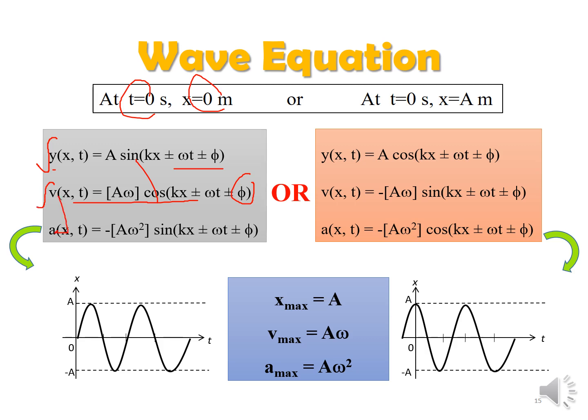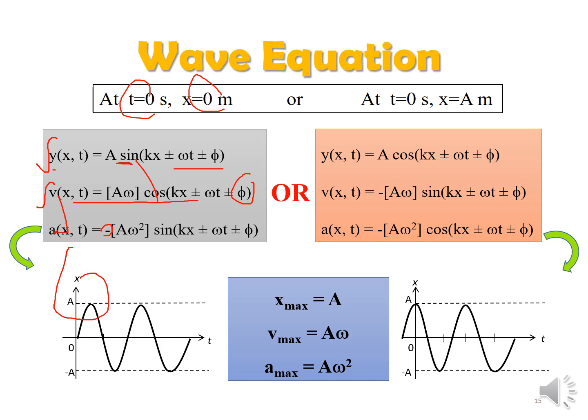Alright, so let's say the question asks for the acceleration, so we just integrate the v here. So we got the equation. When we integrate the cos, we will get a negative sign, so that's why they are negative here. Negative a omega squared sine kx plus minus omega t plus minus psi.